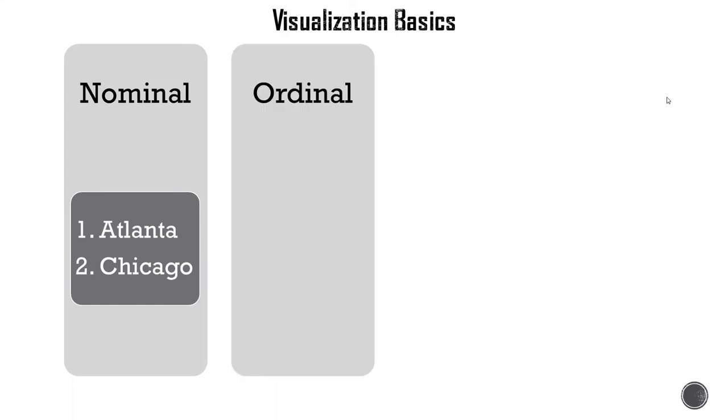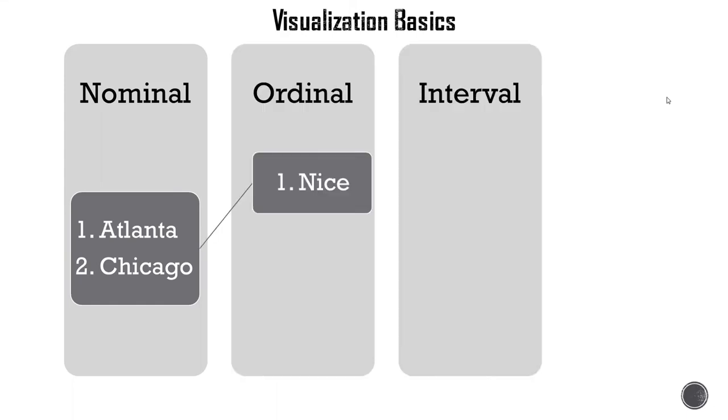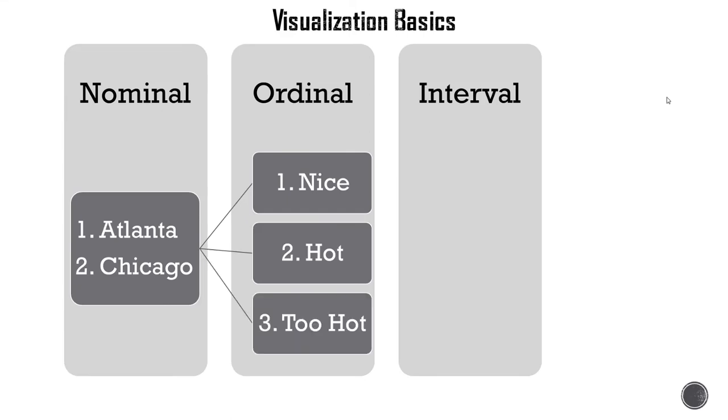Now let's look at ordinal data. Depending on the temperature range, we can assign a value such as 1 is nice, 2 is hot, or 3 is extremely hot. You can sort them in order, but it is not possible to compute the size difference between nice and hot or hot and extremely hot.